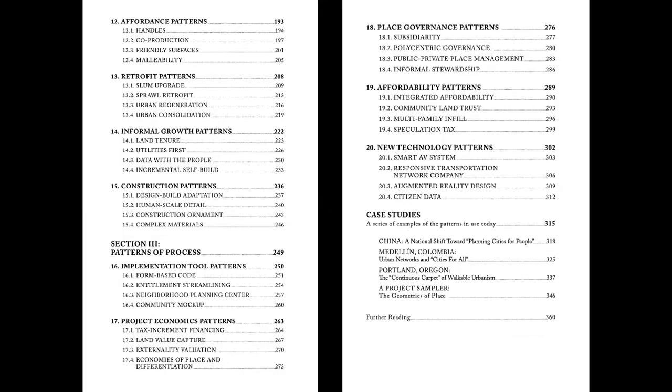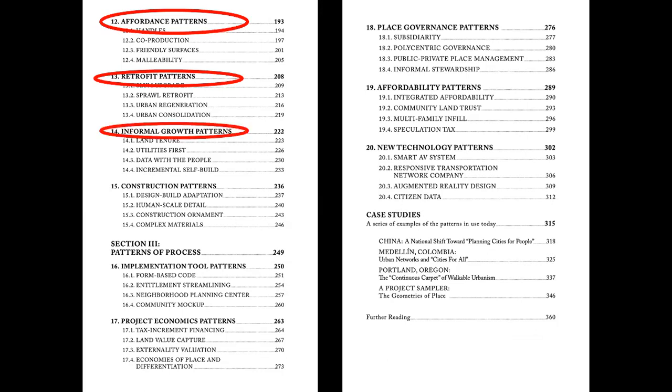And you'll see many other kinds of patterns that are related to geometries, affordance patterns, for example, patterns that create capacity for people to do things like get a handle literally on their environment, to be able to produce things with others collaboratively, to be able to change their environment, have malleability in their environment, and so on. Retrofit patterns going into places like slums, upgrading slums, retrofitting sprawl, regenerating urban areas, and so on.